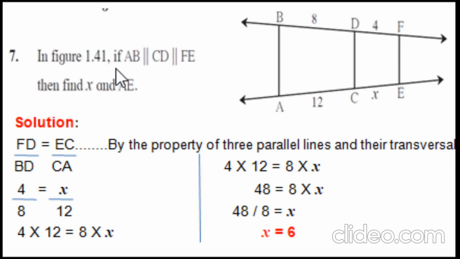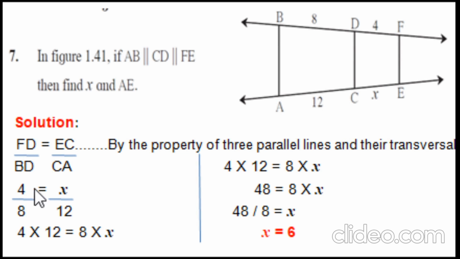In figure 1.41, AB is parallel to CD is parallel to FE. These three lines are parallel. Then we have to find the value of X and the value of AE. Here we are using the property of three parallel lines and their transversals. So FD upon DB is equal to CE upon AC, by the property of three parallel lines and their transversals. These are three parallel lines, and BF and AE are the transversals.